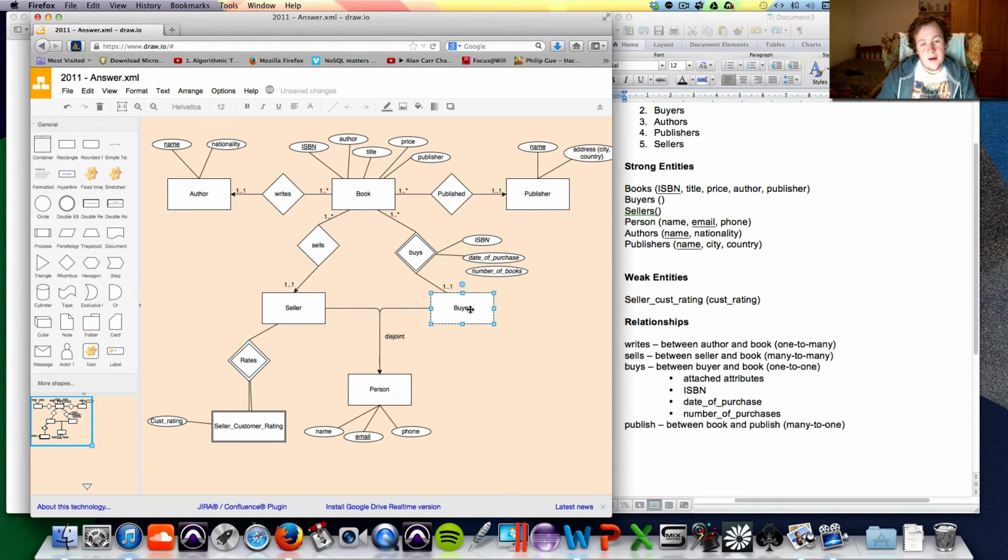The seller and the buyer, they both inherit attributes from person. So we've got name, email, and phone. So email is the primary key. So they've both got those sets of attributes.